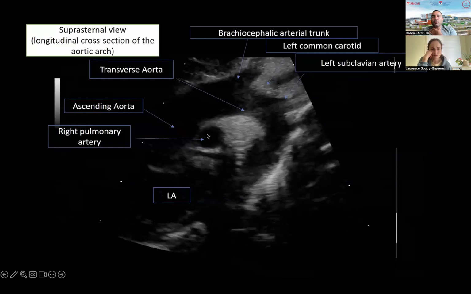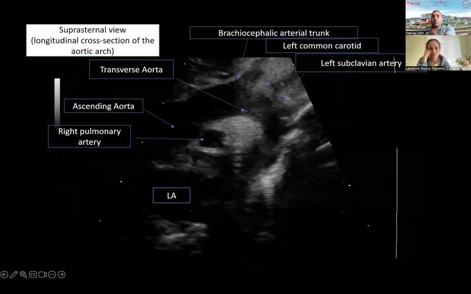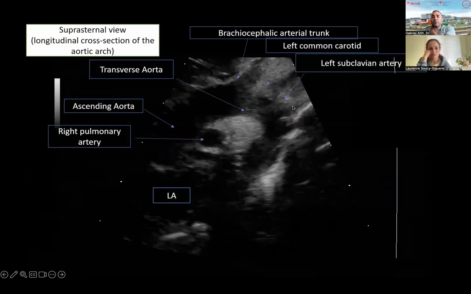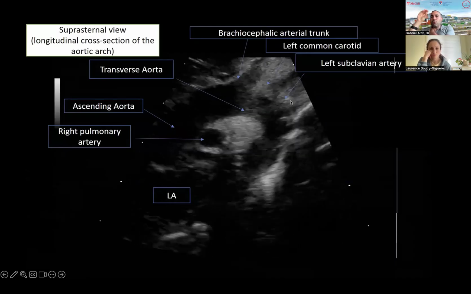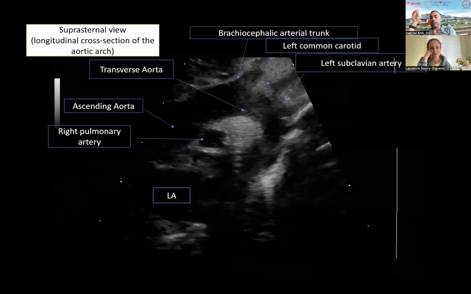So again, we have a right pulmonary artery in the middle. We have the ascending, transverse, and eventually descending arch. Your first vessel is typically the brachiocephalic arterial trunk. Then you get the left common carotid and then the left subclavian artery. Sometimes these two arteries are fused together, like almost you get a second trunk, but for the left side.